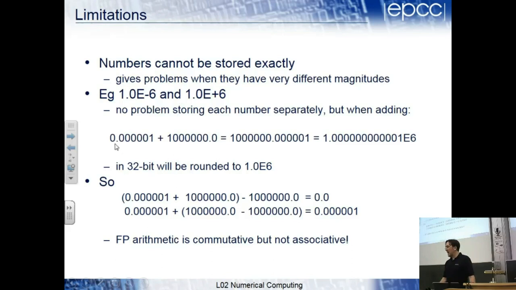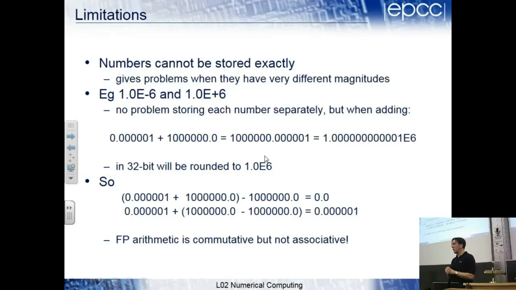If I add them together, a millionth plus a million is 1 point, all these digits, times 10 to the power of 6. In 32-bit storage, we can't store all that accuracy. It gets truncated to 10 to the 6, okay? So it's important to note that just because I can independently store a millionth exactly, and a million exactly, if I add them together I don't have enough resolution to store that number exactly.